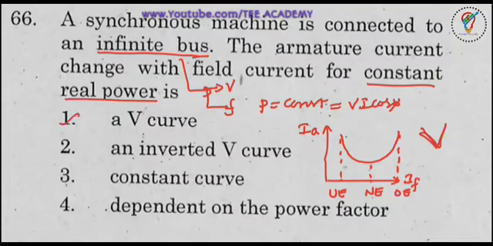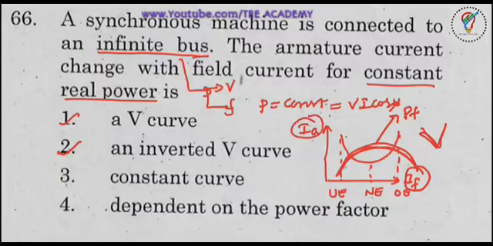Suppose they ask what the curve is between the field current and the power factor. If they ask about the power factor, you can say the answer is an inverted V curve. But the question asked is the armature current with respect to field current only. If they ask, for example, I will strike this out and ask it as power factor, then it is an inverted V curve. So understand this question. The correct answer for this question is A. And for the next question, the inverted V curve is for power factor and field current.